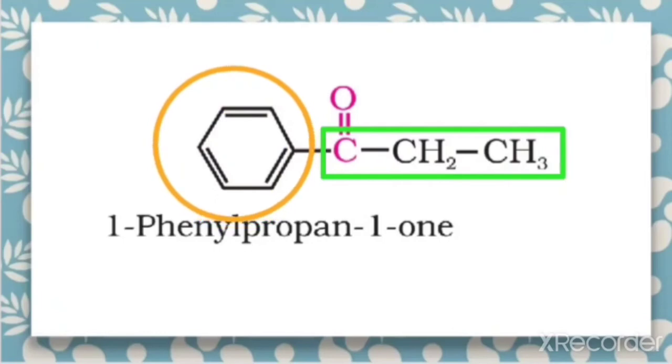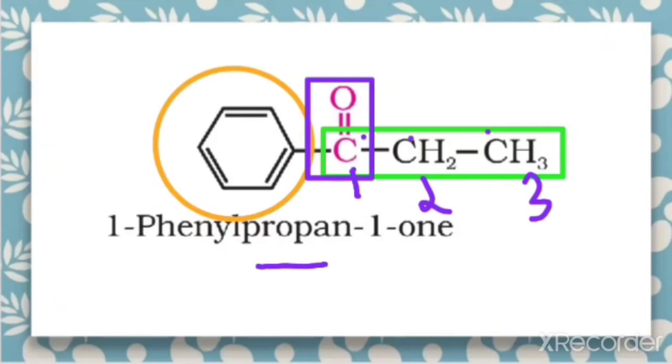And which one is the functional group here? The functional group is the ketonic group, which is included in the main chain. So how many carbon atoms are there in the main chain? This carbon atom is the first carbon, this one is the second, this one is the third. So here 3 carbon atoms are in the main chain.